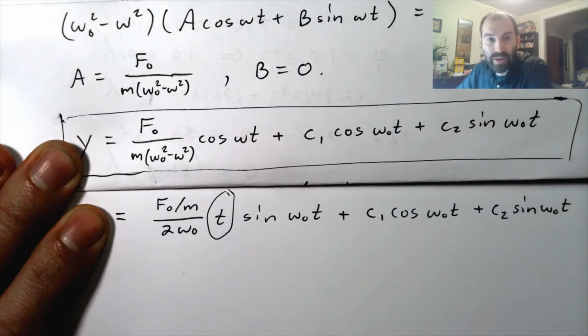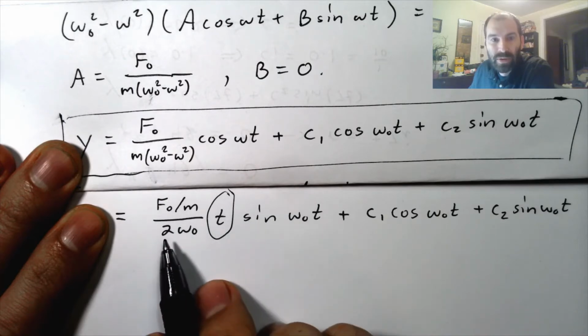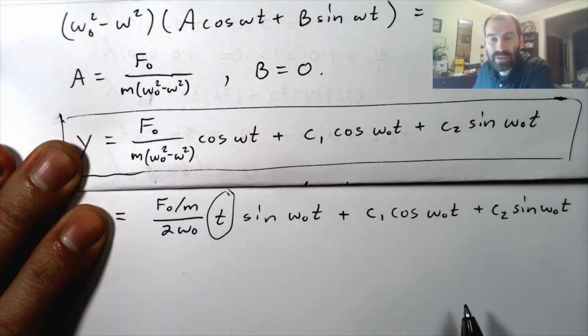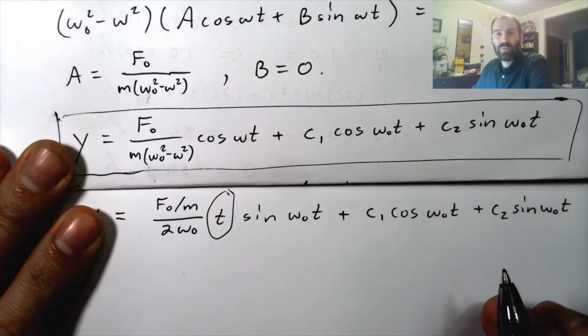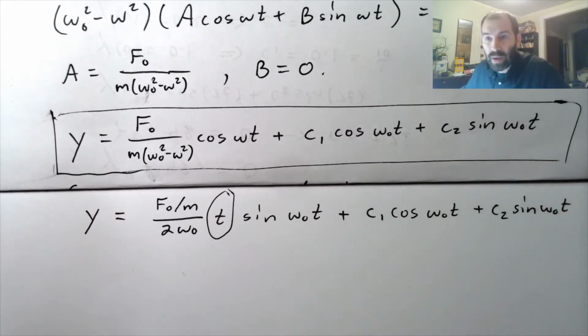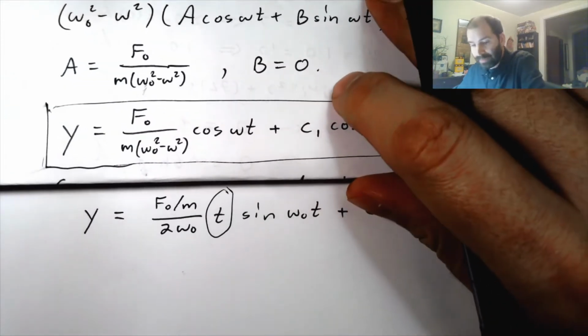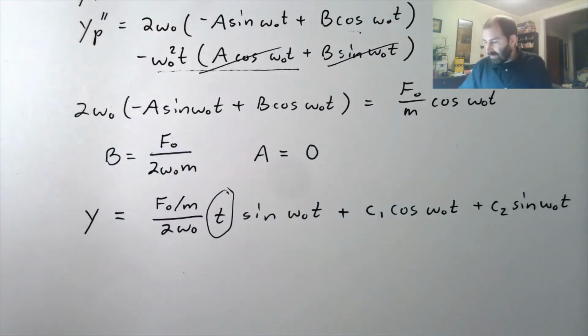This term right here has an extra t, a multiplied by t outside. What does that do to the graph of this? That's the question. Well, it actually has quite a big influence on the graph. And so let's look at a particular example to see what happens, okay?